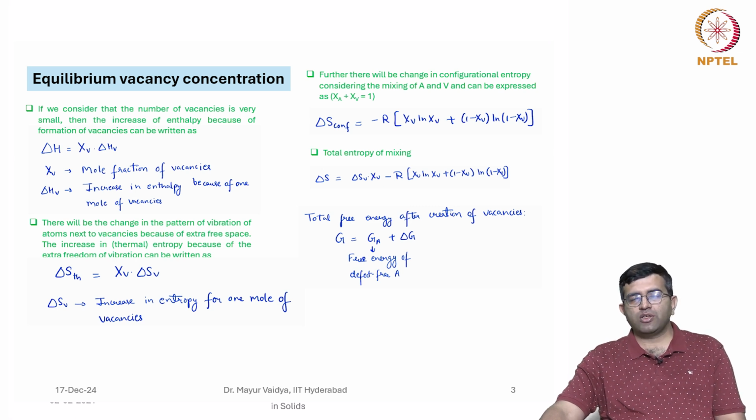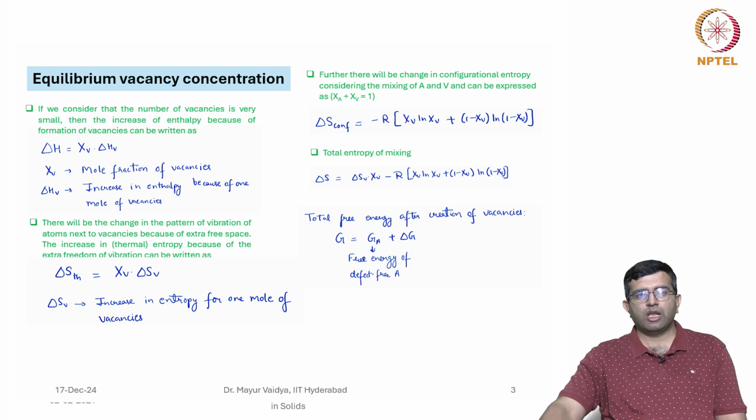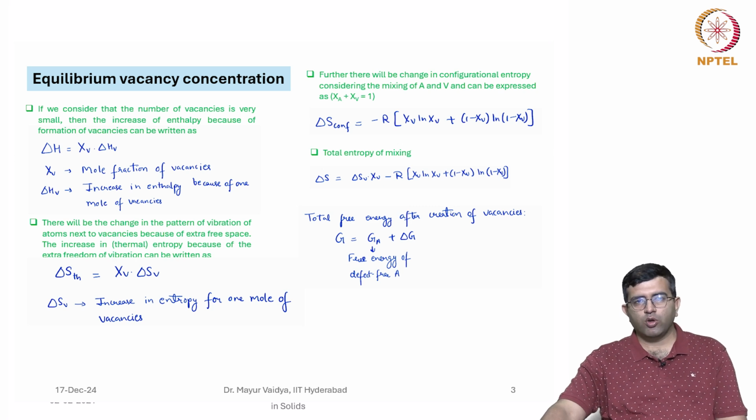Now, when you change the vacancy, there will also be a change in the pattern of vibration next to vacancies. The increase in thermal entropy because of this extra freedom of vibration can be written as delta S thermal equal to XV into delta SV, where delta SV is the increase in entropy for 1 mole of vacancies.